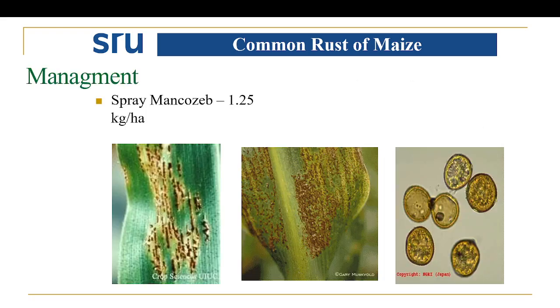So coming to management, mainly we can follow chemical management like application of mancozeb 1.25 kg per hectare. Or else we can also go for a triazole fungicide like hexaconazole, propiconazole, tebuconazole at the rate of 1 ml per liter. And other management practices like crop rotation, clean cultivation, and deep summer plowing are all recommended to control the common rust disease in maize.